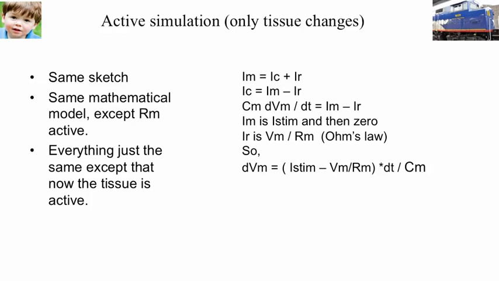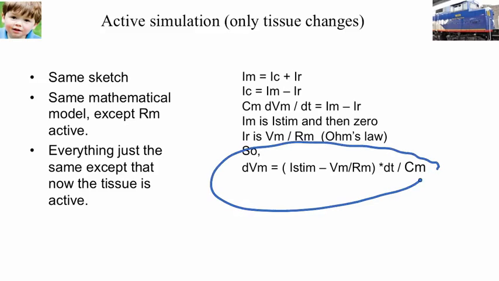So the active simulation is done just like the passive simulation. Everything is the same, except that the membrane resistance corresponds to active tissue rather than passive tissue. The sequence of steps, however, is the same basic sequence that was done before. Essentially, over and over, we use this equation.